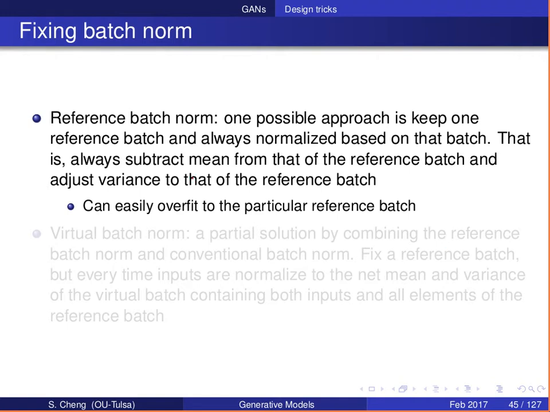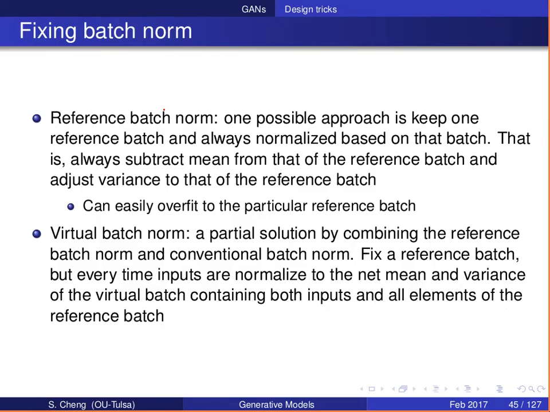Basically, you select one particular batch and say that I'm going to normalize all other batch data using the same reference. All the mean and variance will be computed using this reference batch, and then normalize all the other batches using this mean and variance. And we also mentioned that virtual batch norm is just a mix, so we normalize with both the mean and variance, basically mixing the current batch with the reference batch, and then computing the mean and variance, and then normalizing the current batch.